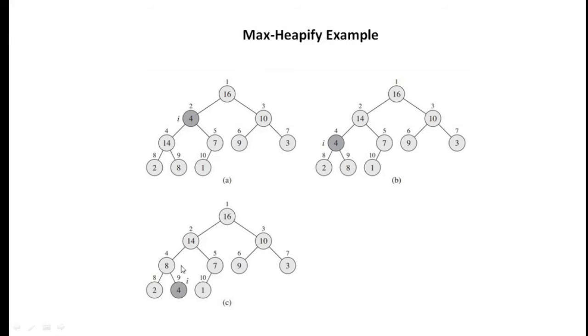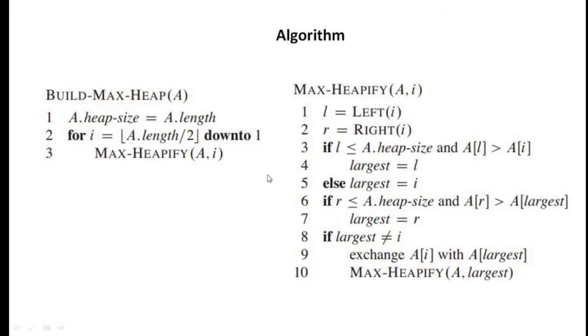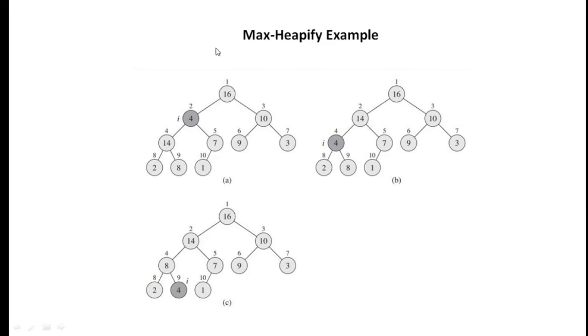Now let's see how we ensure that the root value will always be greater than the left and right subtree. The maxheapify algorithm starts from here. A is the array, I is the root value, L is left, and R is right. For example, this is I, then this is L, and this is R.